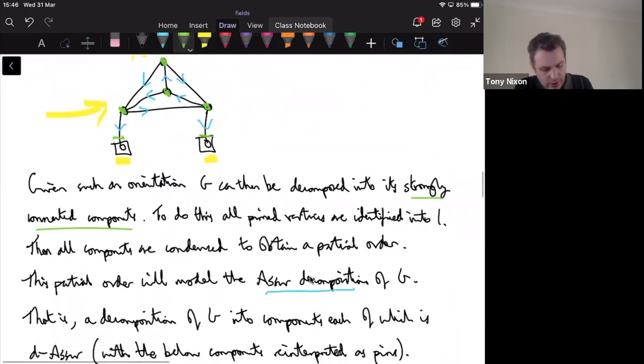Okay, so given one of these directed orientations, then in any directed graph you can think about strongly connected components. Here we're going to decompose our graph into its strongly connected components, except there's a little bit of oddity of including the pinned vertices. So what we do for this is to identify the pinned vertices.